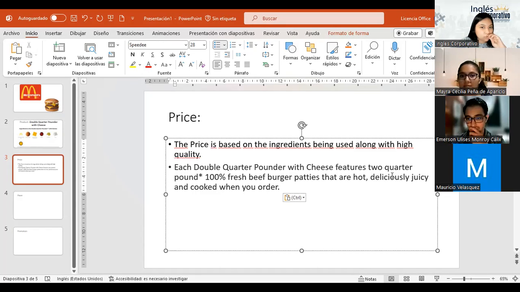Esto lo dice ahí en la página. It's like a description. Maybe for that they put a high price compared with other brands or companies like Wendy's.